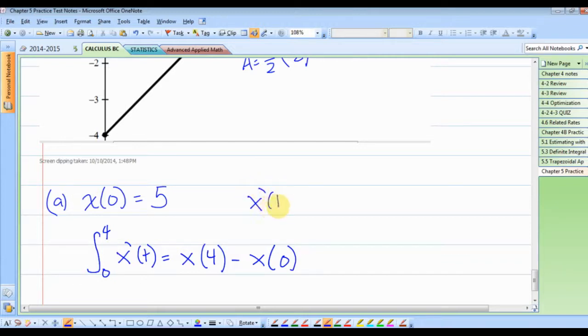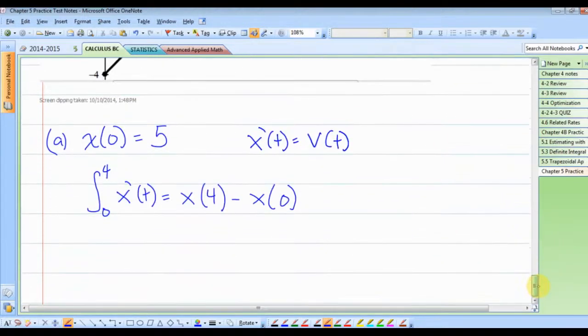I forgot one more clue. x prime of t equals velocity of t. How do you know? It's always given. Where do you see x? Where do you get x prime from? You don't, but you have velocity. And you need to know that velocity is always the derivative of position. That's one of those things standing in the back of your head always. Okay, so we're ready to do this. Do I know the integral from 0 to 4 of x prime? Wait, why are you doing x prime? Because it's the area. Because that's the same thing as the integral from 0 to 4 of v of t.